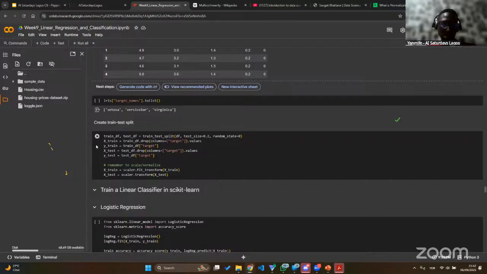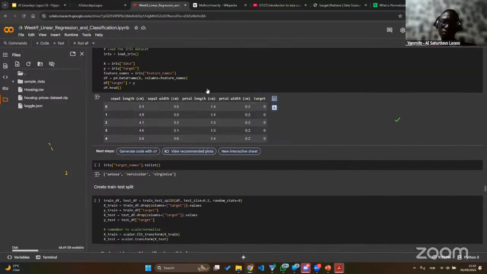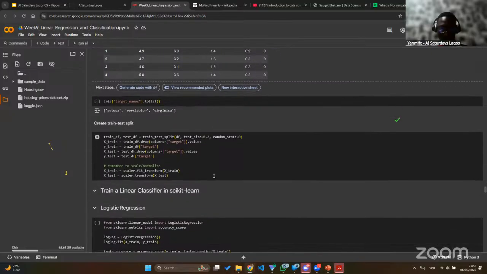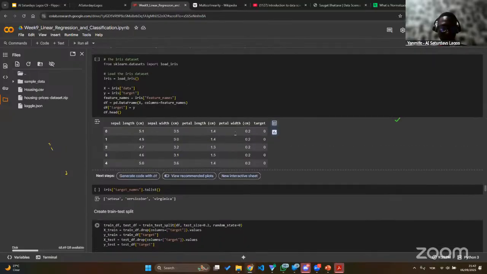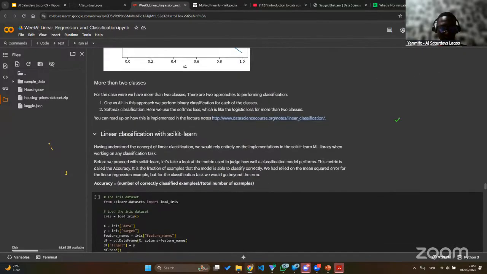But remember, these numbers are small. This is sepal length, sepal width. They are small numbers, so they don't need to be normalized or standardized. You can just use them as they are. And since our target is a categorical variable, we don't need to do any transformation on this particular data set. So let me run it.